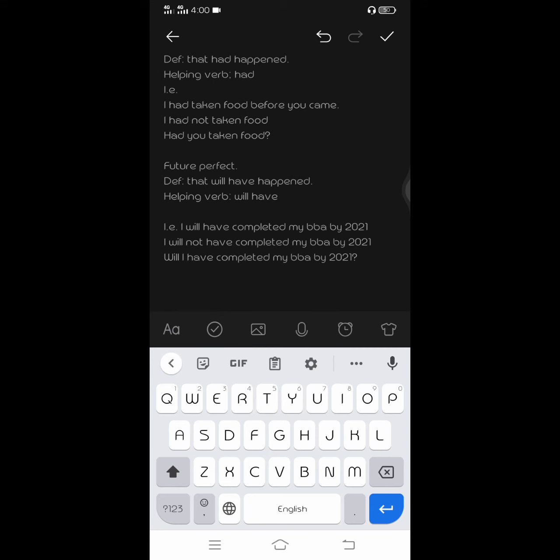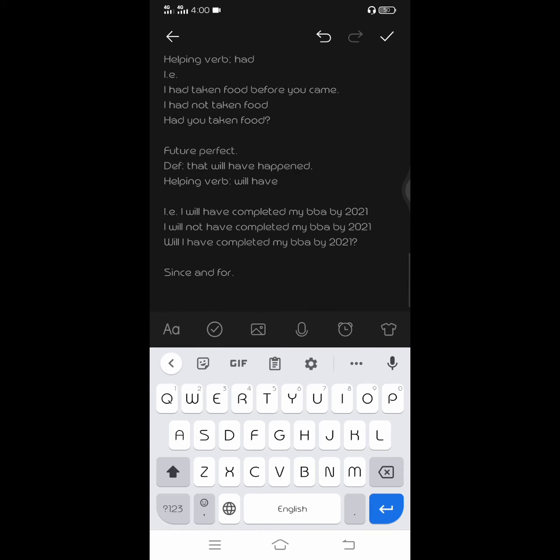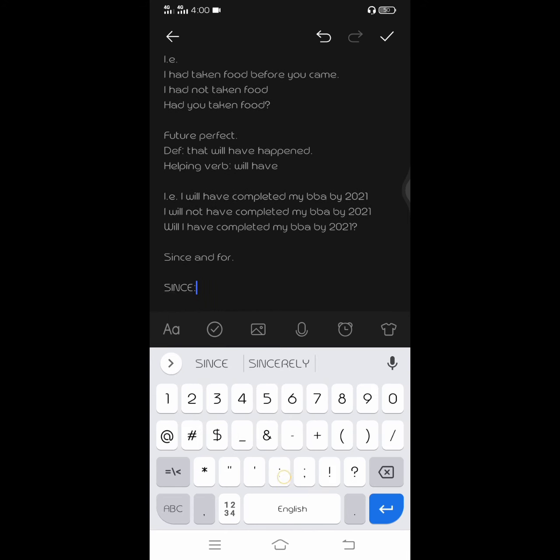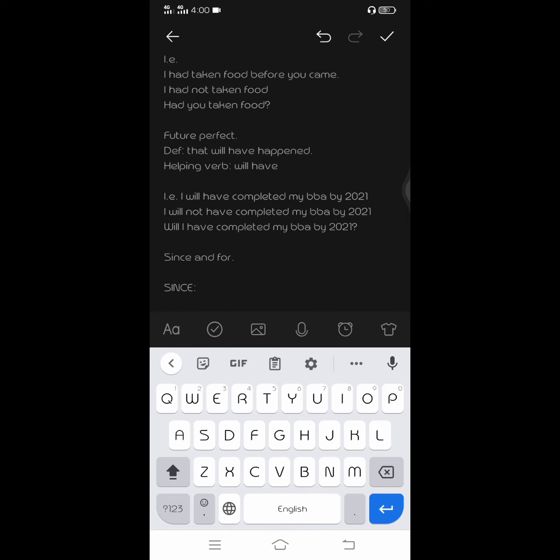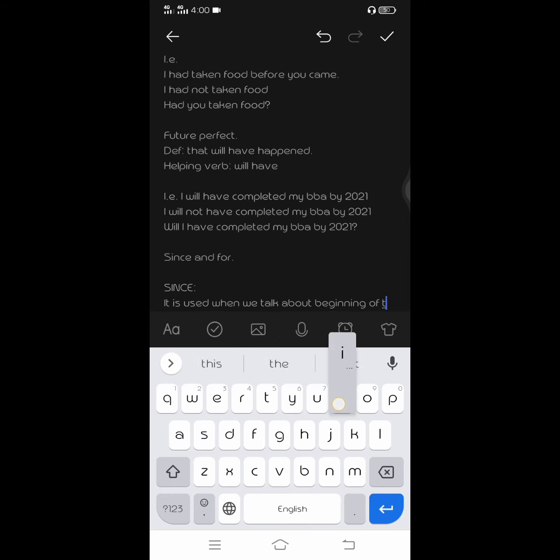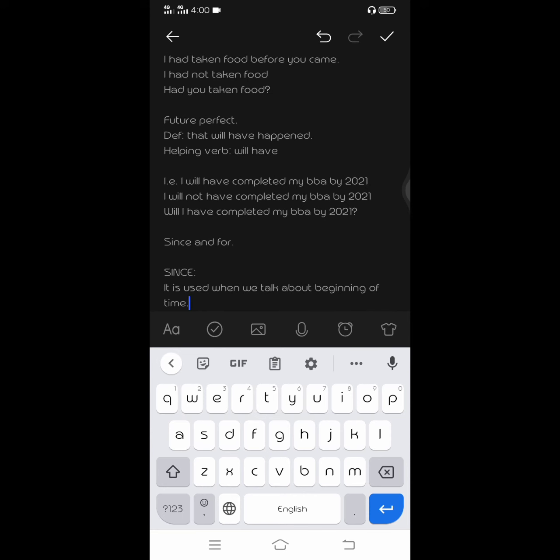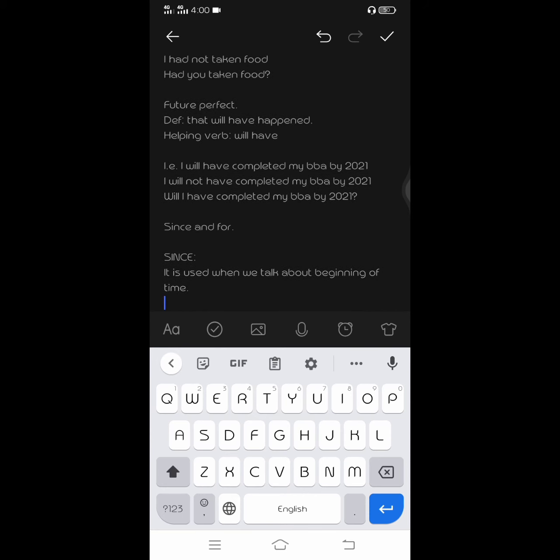Prior to that, I would like to teach you about since and for. A lot of people use them wrong. Let me tell you how they are used. So, when it comes to since, where is it used? It is used when we talk about beginning of time. जब हम डायरेक्ट शुरुआत के वक्त की बात करते हैं तो हम since यूज़ करते हैं.